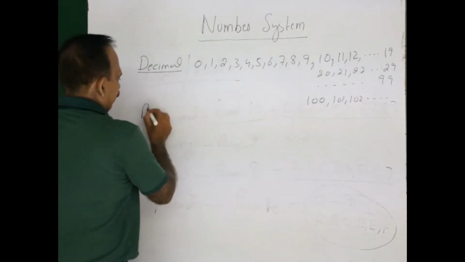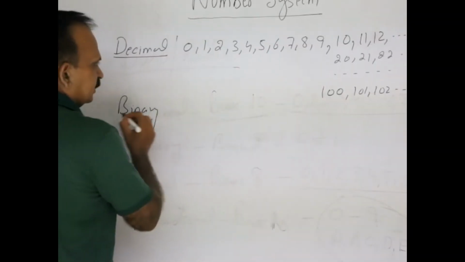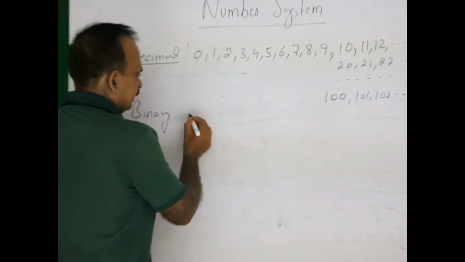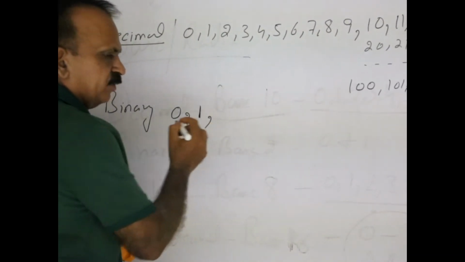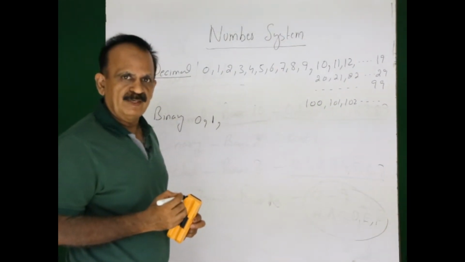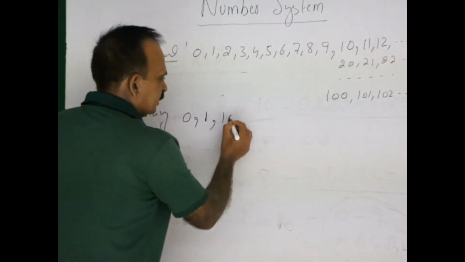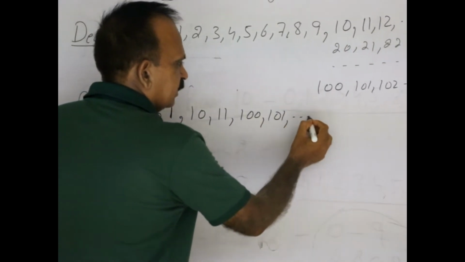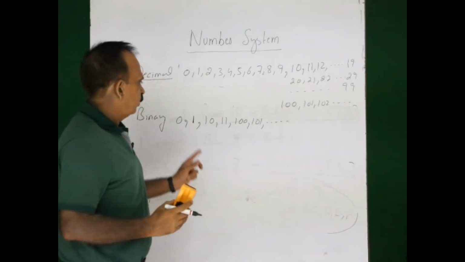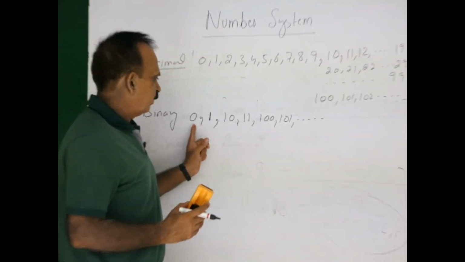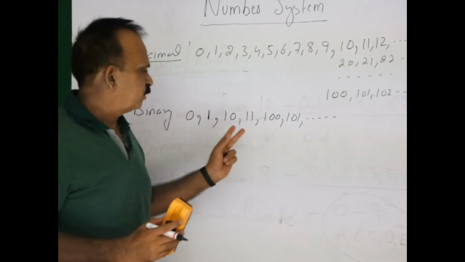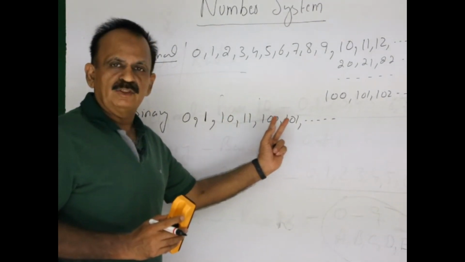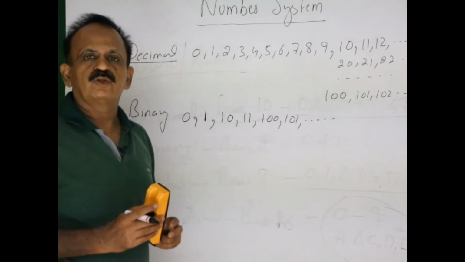What about the sequence in the binary number system? In the binary number system, the digits are only 2, that is 0 and 1. That means it will be 0, it will be 1, and after 1 the digits are over now. There will be combinations. It will be 1 0, 1 1, 1 0 0, 1 0 1, and so on. This will be the count because digits are only 0 and 1. That is why 0 1, and then combinations of 2, 1 0 and 1 1. After that combination of 3, 1 0 0, 1 0 1, and so on.